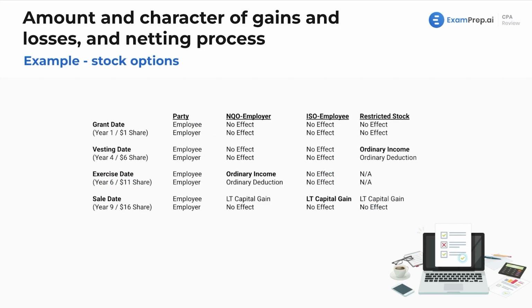Here's a nice little way to kind of remember and understand everything. This highlights the general tax treatment of our NQOs and ISOs and restricted stock from both the employee and the employer perspectives. So just take a look here. I think it's a great little memorization guide.